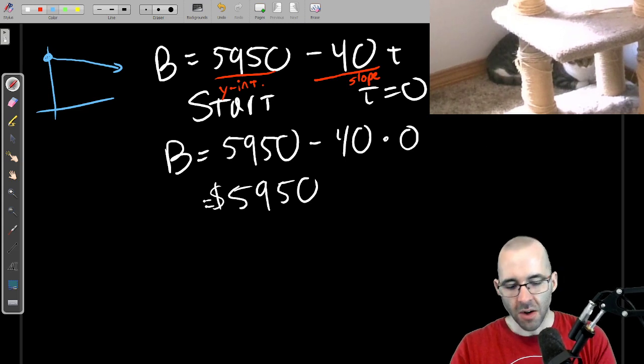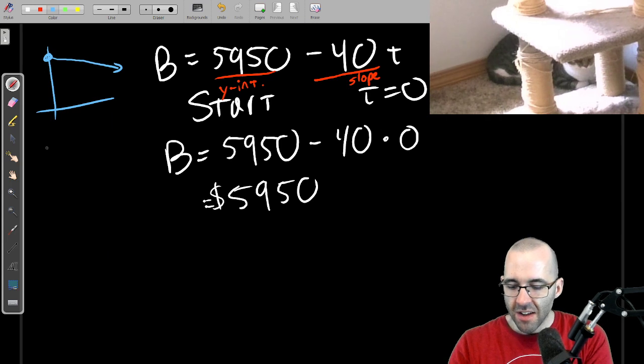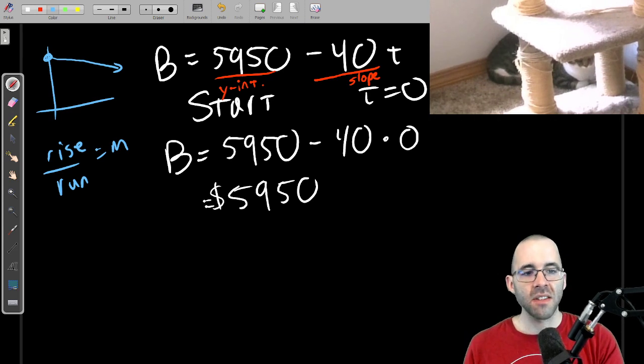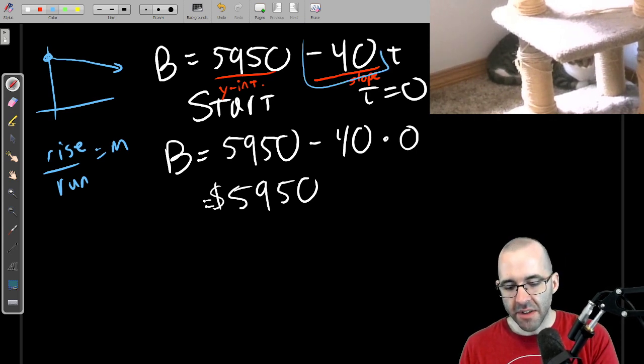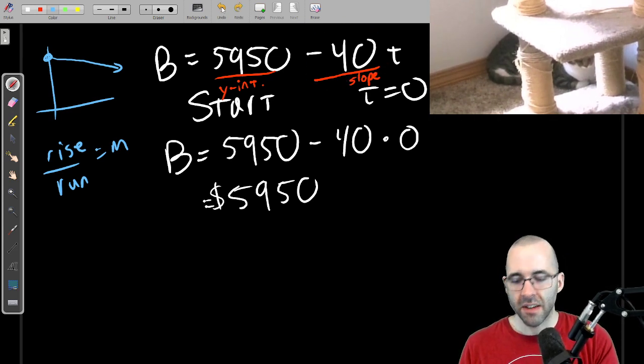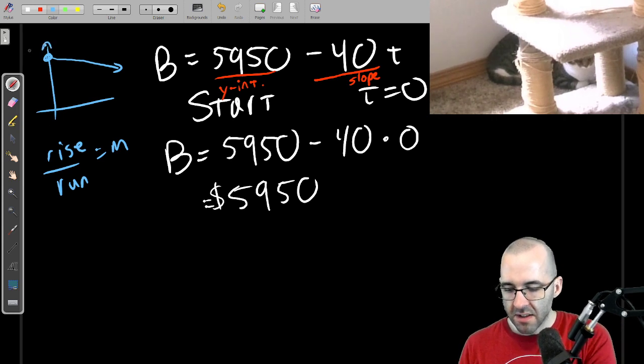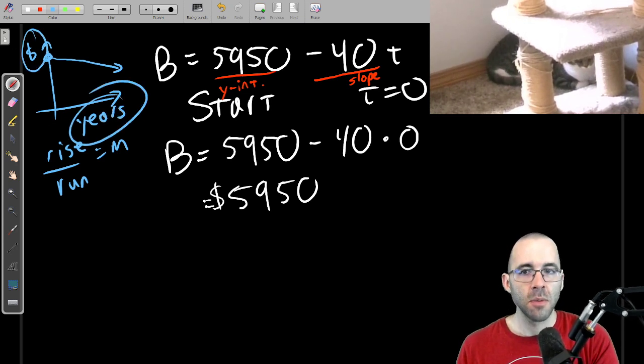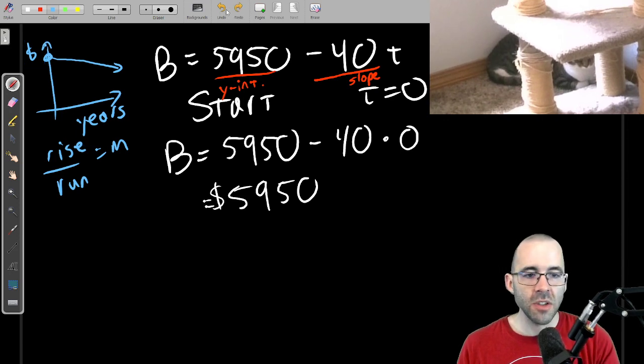So the units, oh, I just wrote that underneath my cat. You can't see that. The slope is rise over run. That's a slope. So the units of the slope, the units of this 40 are also rise over run. If this is dollars and this is years, well then the slope is dollars per year. That'll always be true about lines.